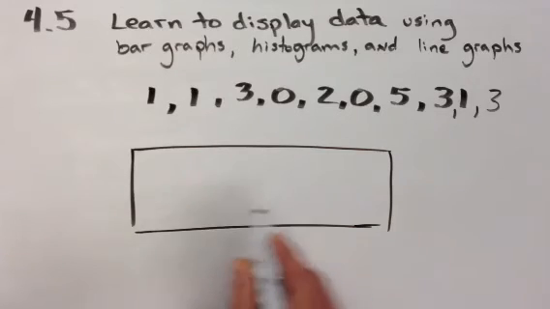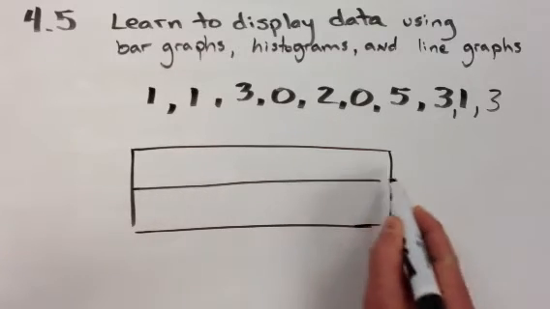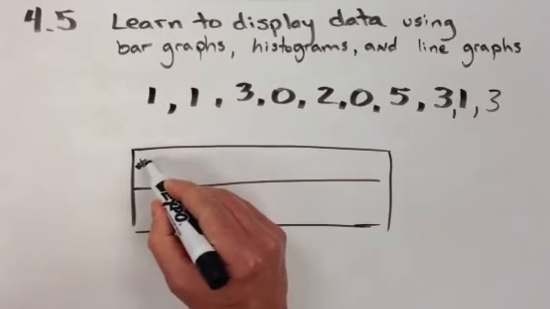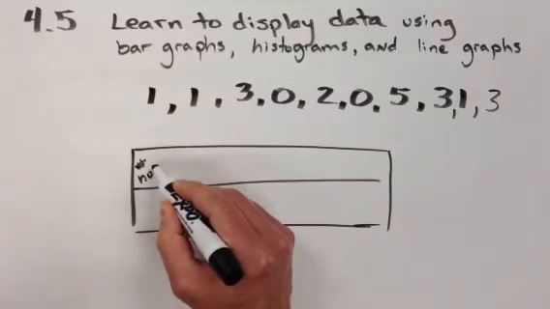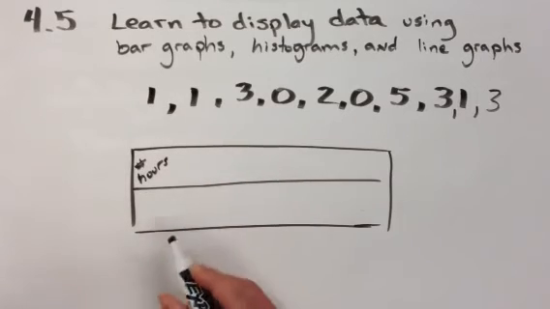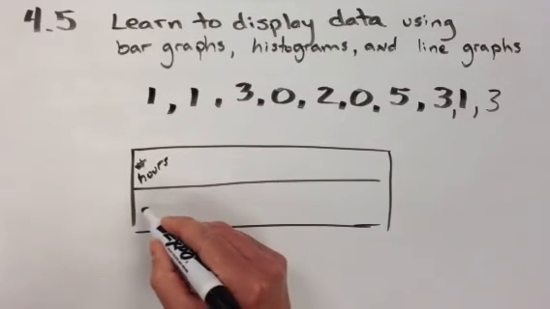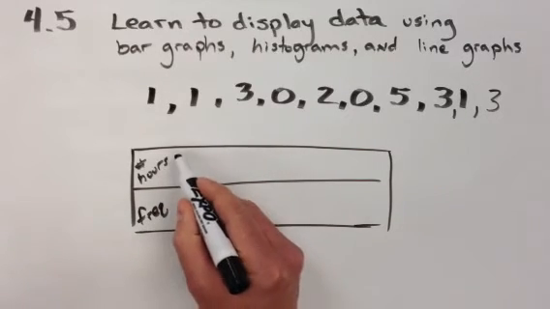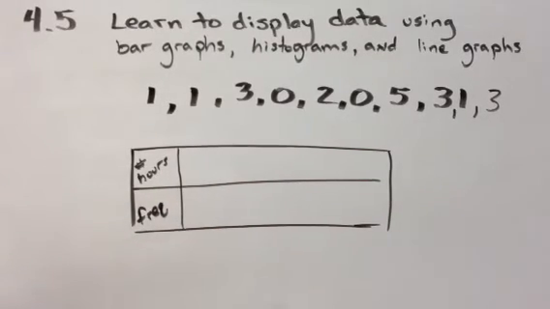With this, I'm just going to break it into the two categories. One is the number of hours of TV that was watched, and then how frequent, I'm just going to abbreviate that, how frequent we see that number appear.